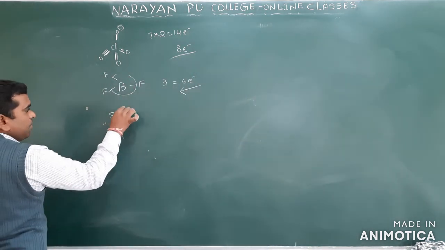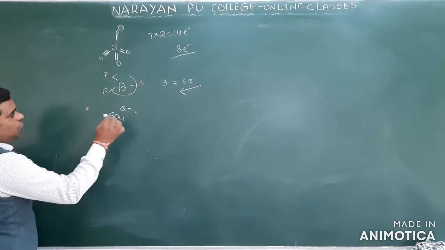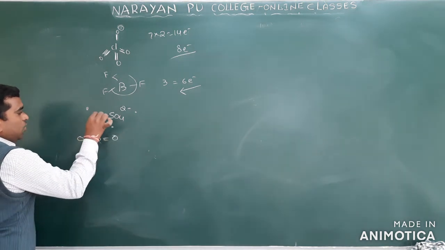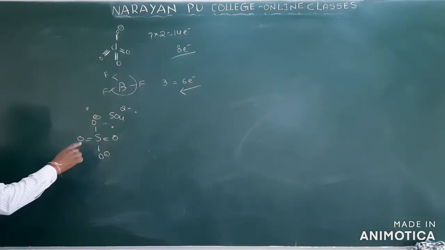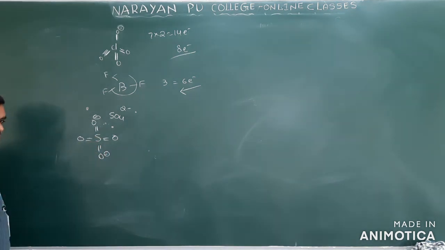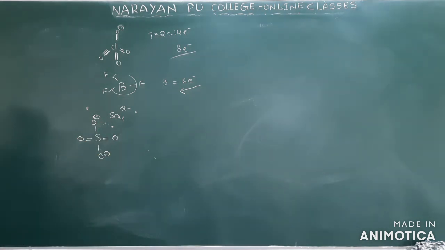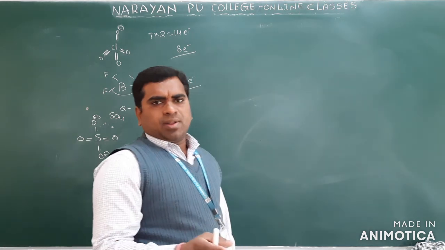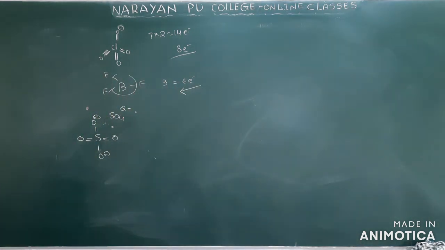SO4 2 minus. Sulfur belongs to which group? Sulfur belongs to group 6. Maximum how many bonds can it form? 6 bonds. So that's why 2 bonds here, and O minus here and O minus here. Clearly 6 bonds are there or not? I should not put O double bond here. If I put 8 bonds, sulfur cannot form 8 bonds. Clear? Maximum bonds is equal to its group number. Sulfur can form 6 bonds, not more than 6.